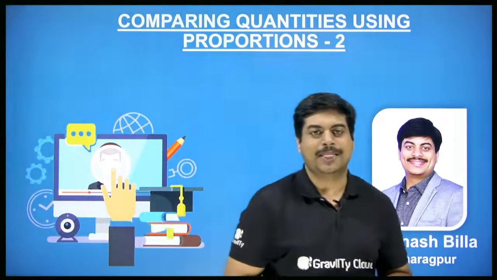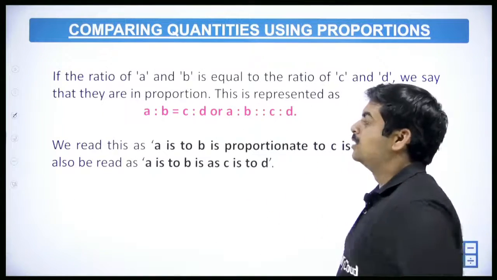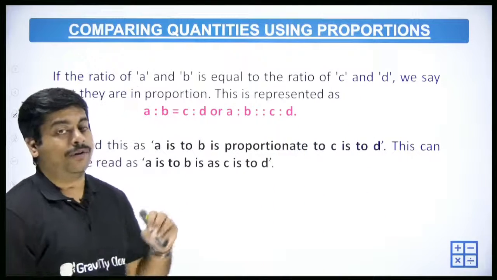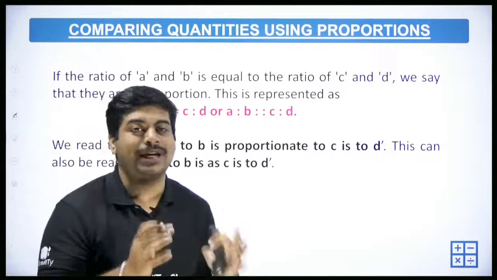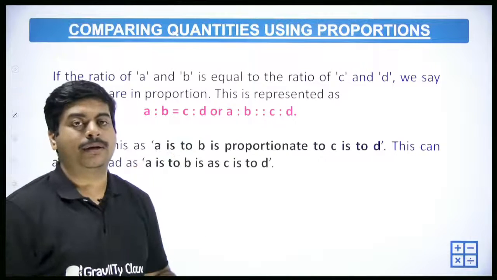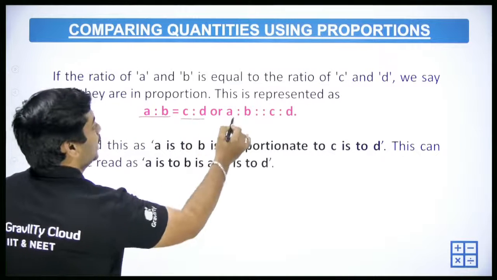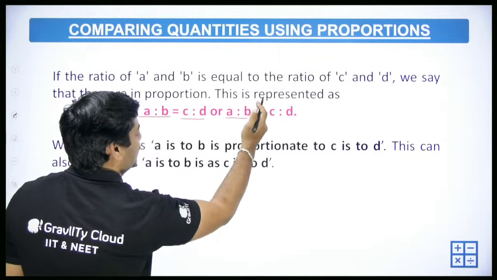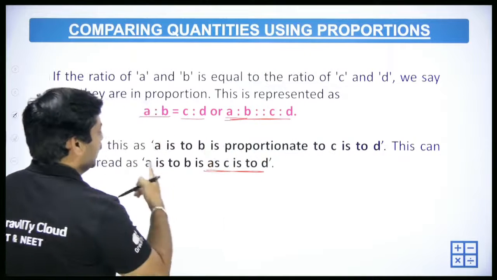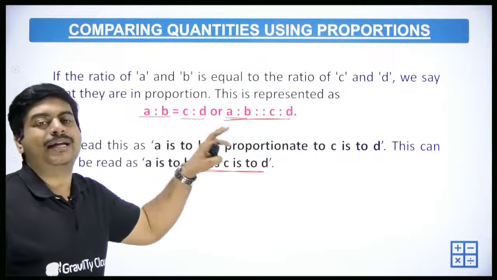Let's start today's session. So what is proportion, which we have discussed already in the last class? We know already what a ratio is. When we are trying to bring some relation between two ratios, A is to B and C is to D, and if these two are equal, we read that as A is to B is as C is to D. That means if these two ratios are equal, we say they are in proportion.